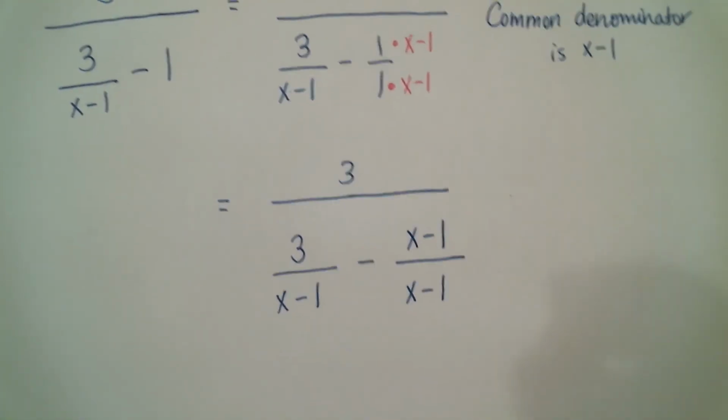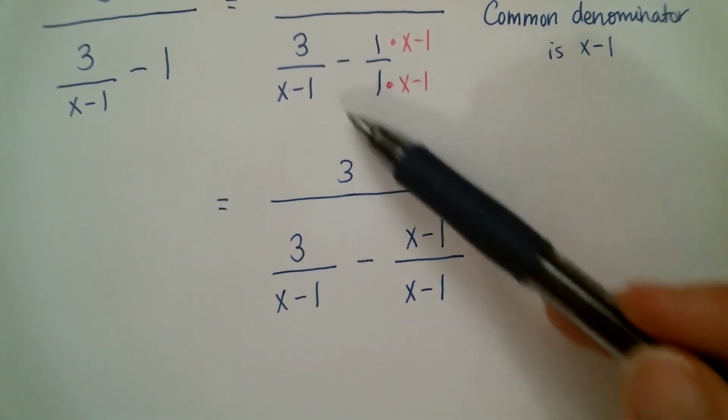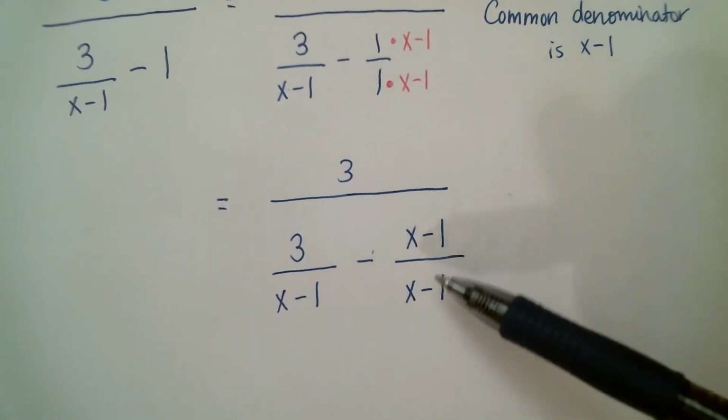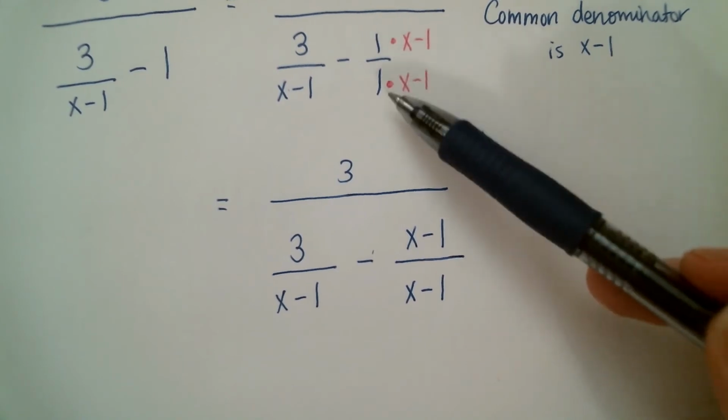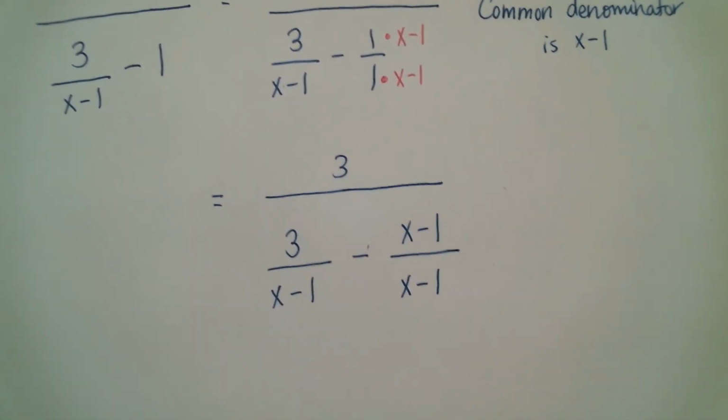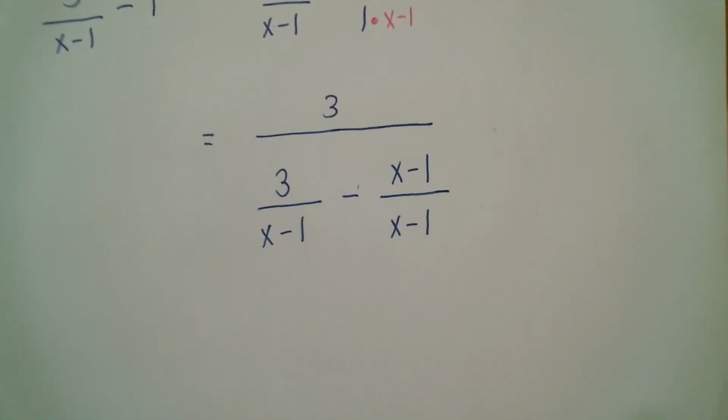So it'll look like this. Remember, your subtraction sign stays in the middle. x minus 1 divided by itself is 1. That's what you started with. So nothing really has been changed except what it looks like.